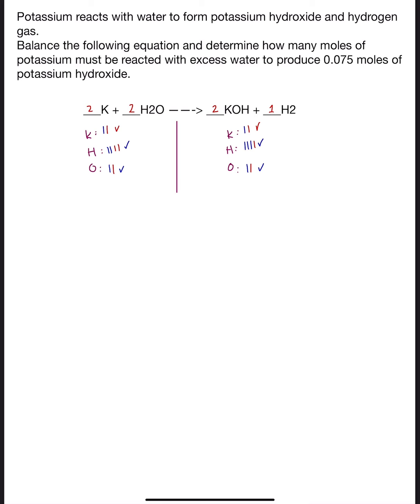The second part is pretty easy. You're just going to use your mole-to-mole ratio. Like I said, this is a super easy problem. I would start off with my 0.075 moles of potassium hydroxide. I'm going to use my mole ratio. For every 2 moles of KOH, I have 2 moles of potassium. So pretty simple. If I solve that out, I literally get the same answer.